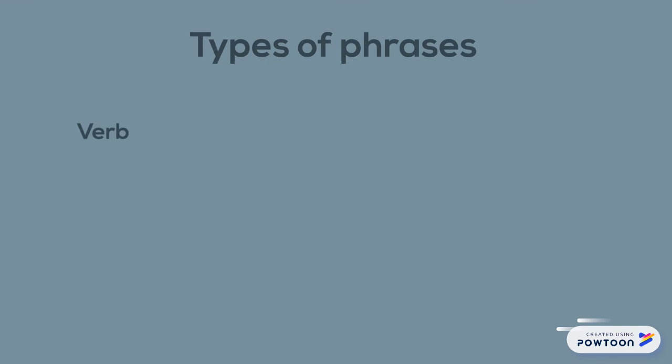In our verb phrase, we have they play soccer. Play is the verb, therefore, this is considered to be a verb phrase. In prepositional, we have in the fridge. In would be the preposition, therefore, a prepositional phrase.